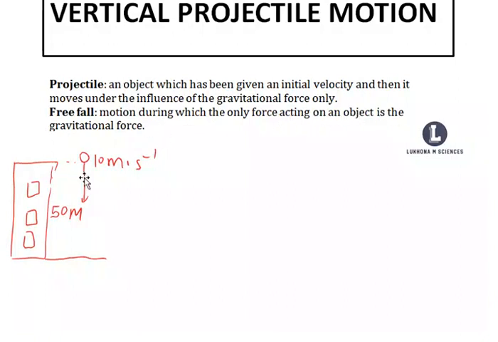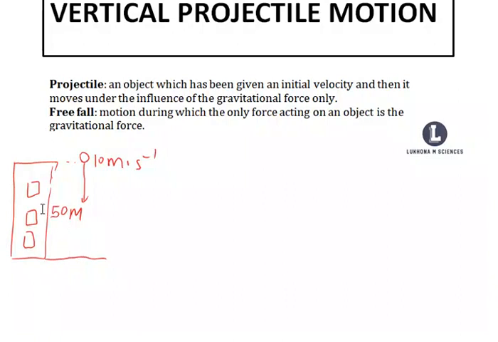Okay, now the object is thrown vertically downwards at 10 meters per second. So we are going to draw the graphs. Remember, the graphs that we are going to draw are position versus time, velocity versus time, and acceleration versus time. If we are drawing the position-time graph, we will need the position of the ball at a certain height, right? Then we will also need the time. The starting time is always 0, and we will need the ending time.